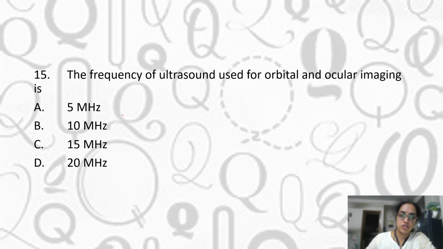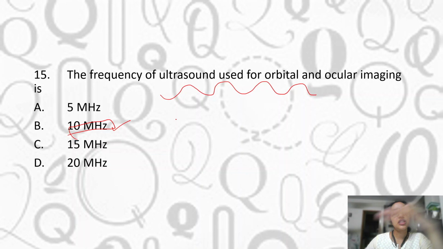Is 5 megahertz, 10 megahertz, 15, 20. So the right answer is 10. You have to remember this number. So remember, ultrasound is something to do with the waves. The shorter the wavelength, the lesser is their penetrance. The longer the wavelength, the more they penetrate. So in conditions in which you want a deeper penetration like the abdomen, you have to use longer wavelengths.